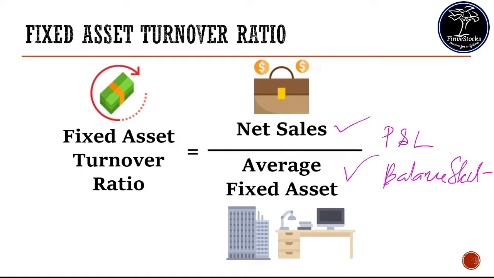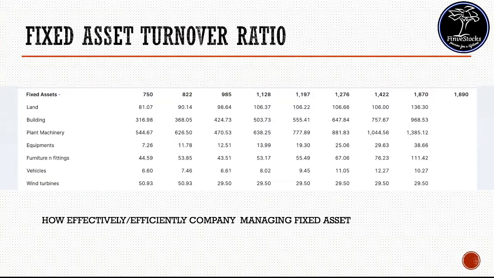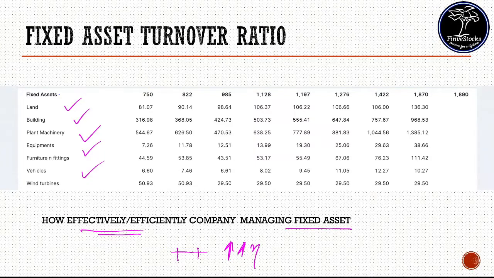So this ratio measures the extent of revenue generated in comparison to its fixed assets. It tells how effectively the company is managing its fixed assets. Some examples of fixed assets are land, building, plant, machinery, equipment, furniture, etc. So it tells how effectively the company is using its plants, equipment and other fixed assets. A higher fixed asset turnover ratio means the company is effectively and efficiently managing the fixed assets.